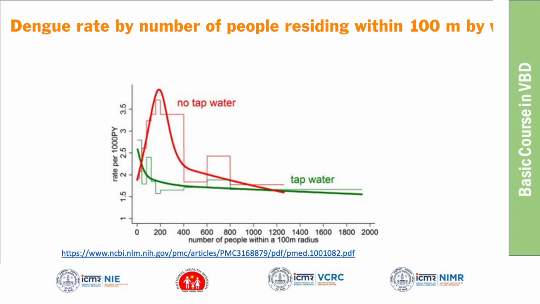I think now increasingly in states like Tamil Nadu, the water supply is playing a major role. So this study in Vietnam, they looked at areas with water supply and areas with well water. You can see that wherever they used the tap water, the attack rate was very low. Wherever there is no tap water, they found the incidence is very high.